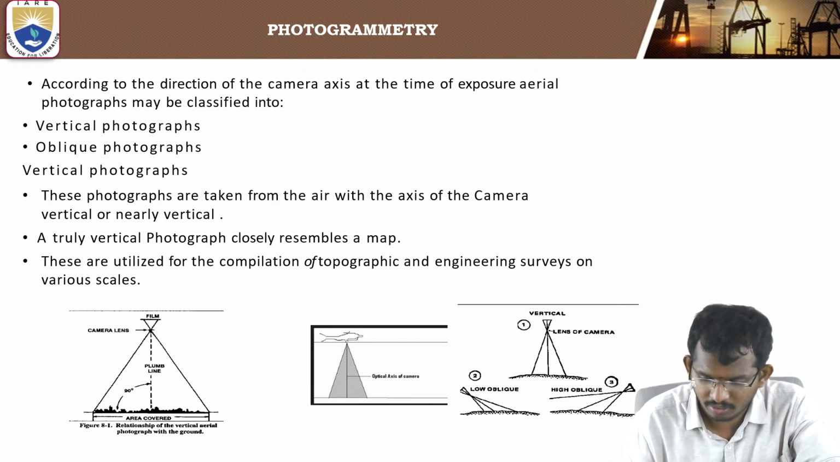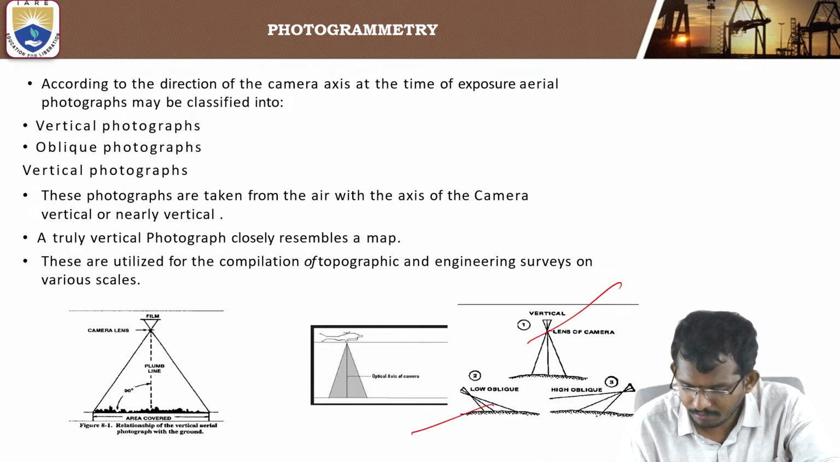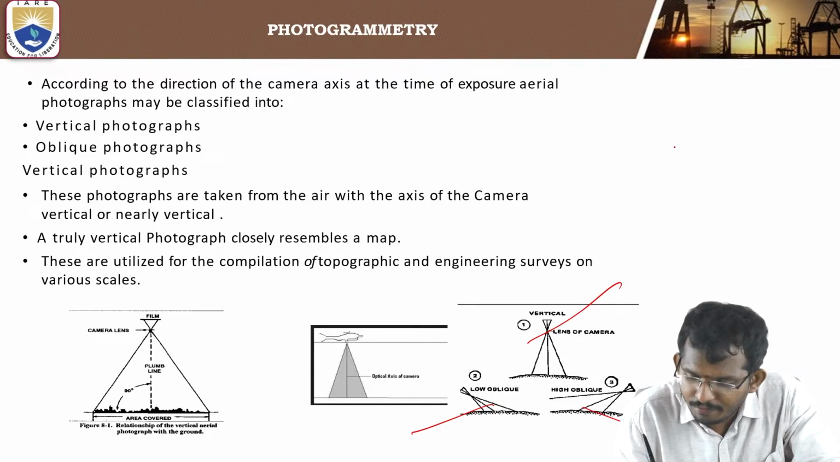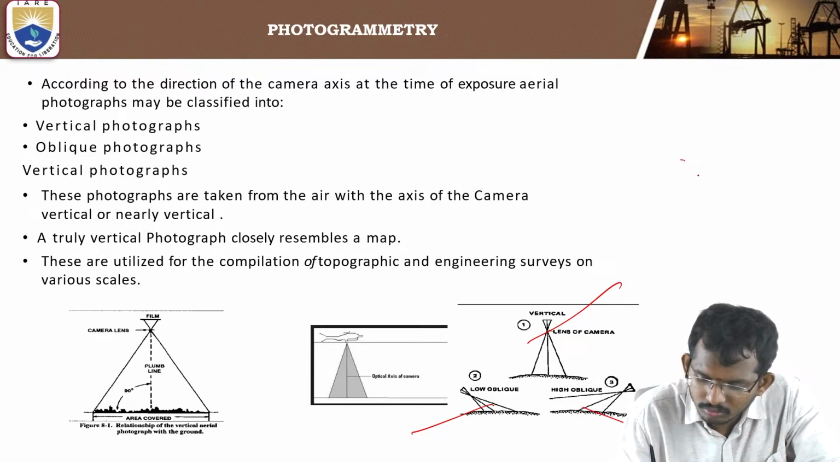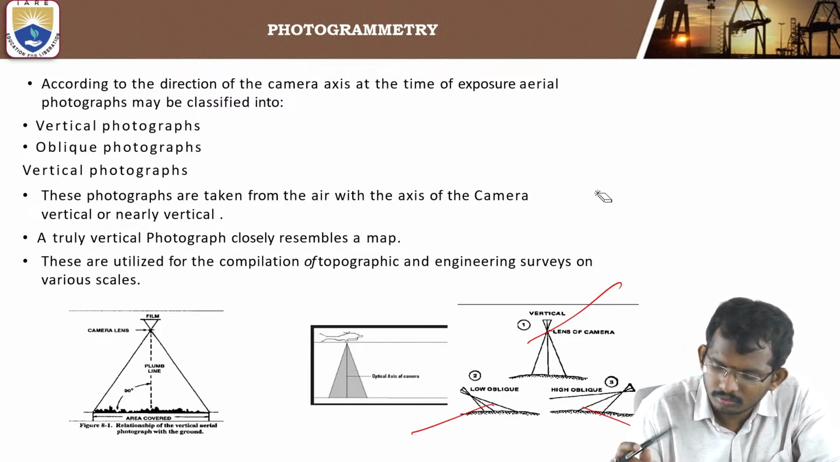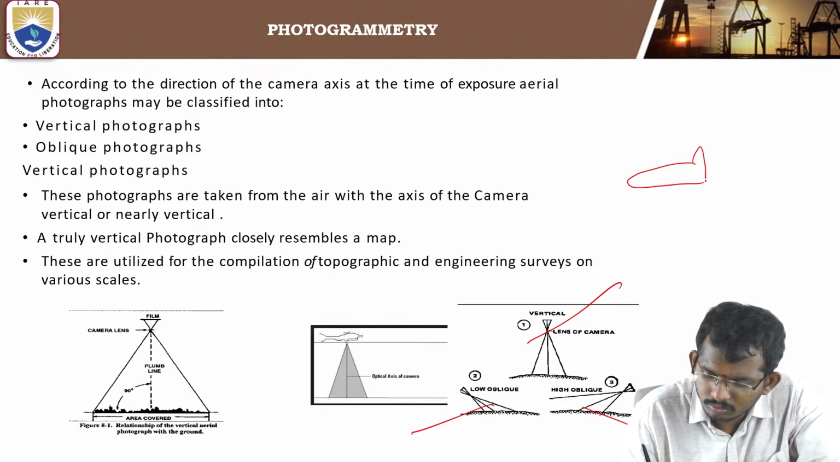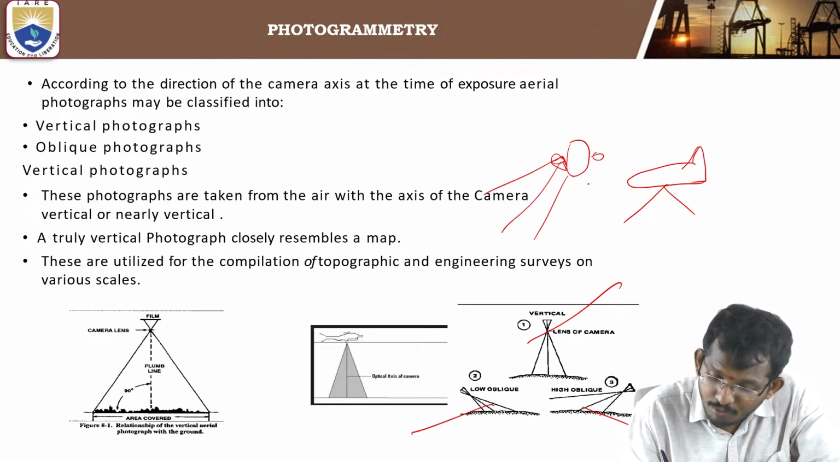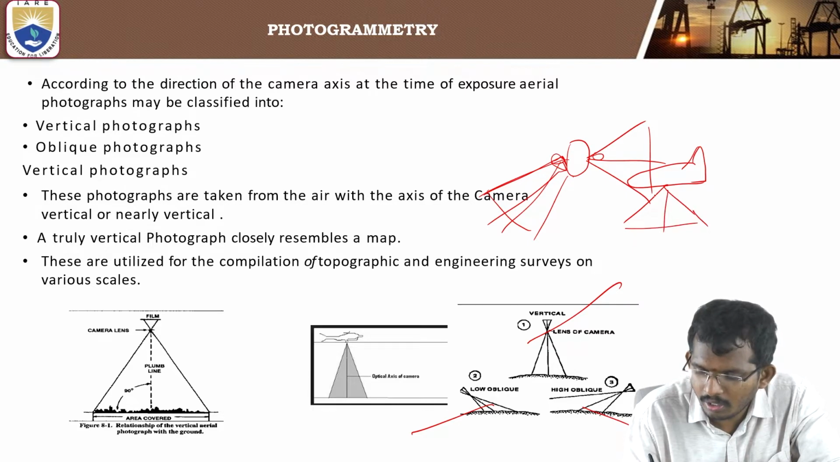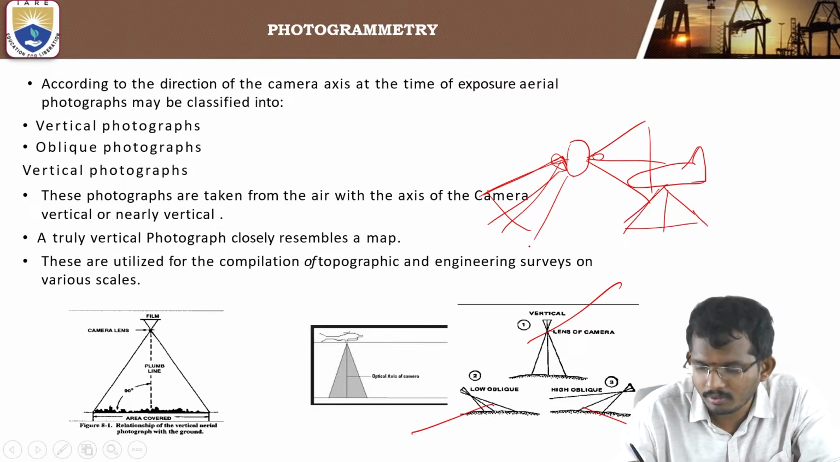Now you can see the views here. This is a vertical photograph, low oblique photograph, high oblique photograph. For aircraft, if the camera is placed here, we get a vertical photograph. If you take an aircraft like this, and the camera is placed somewhere here, we get an oblique photograph, low oblique and high oblique. This is a low oblique photograph. This is a vertical photograph. This is how aircraft will capture the image.